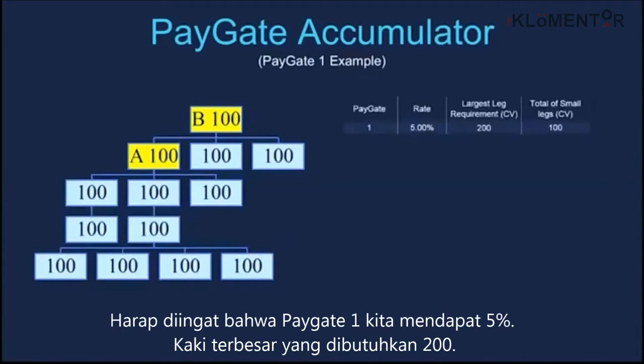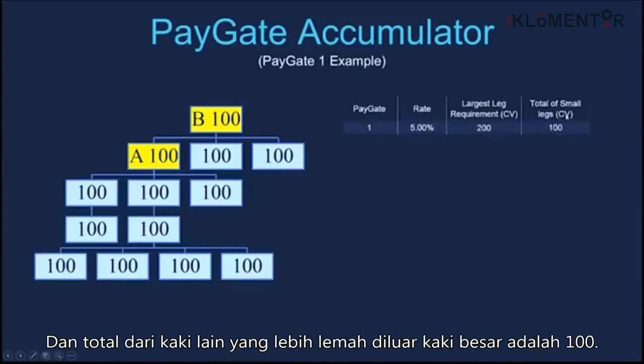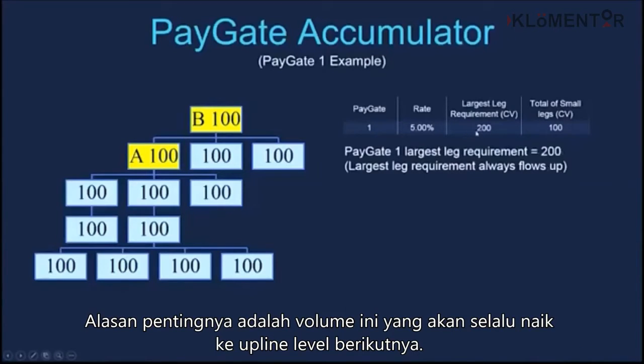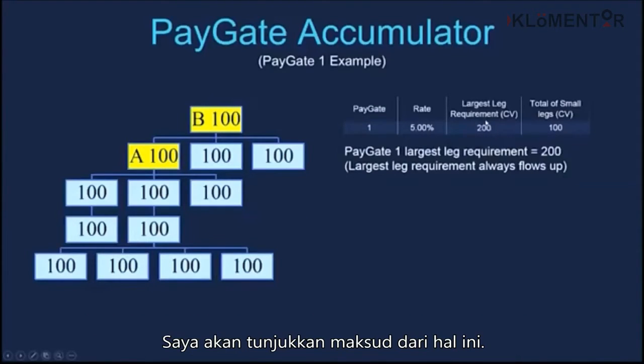Let's remember that for Paygate 1, the rate percentage which you get paid out is 5%. The largest leg requirement is 200, and the total of small legs, or the total outside the largest leg, is 100. Now again, for Paygate 1, we mentioned the largest leg requirement is 200. The reason this is important is because this is the amount of volume that always flows up to the next level. And I'll show you what I mean by that.